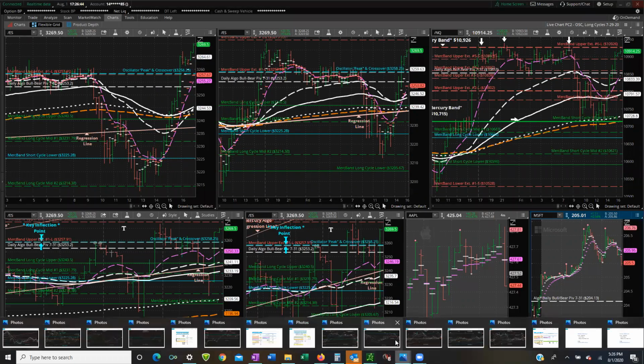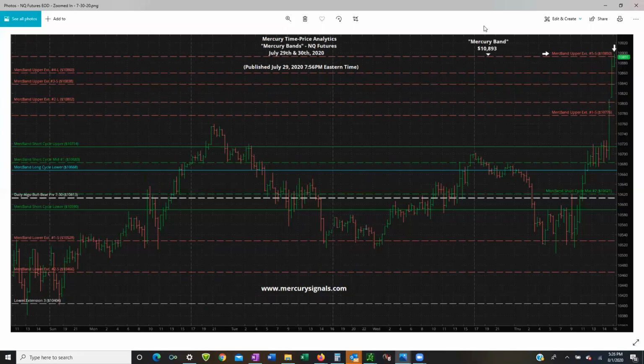Real quickly, these last couple. The Mercury bands for ES. Let me get a drink of water. Hang on just a second.